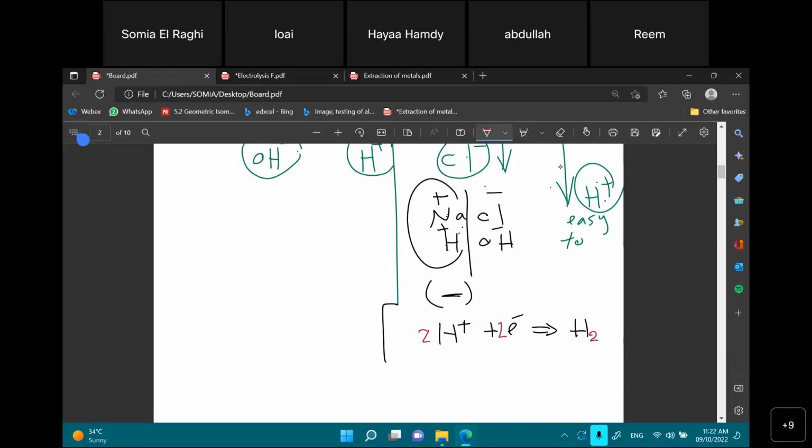Hydrogen is a colorless gas. Regarding the halogens, don't worry. When we study the periodic table, I will give you the color of all the halogens. All right? So, colorless gas.